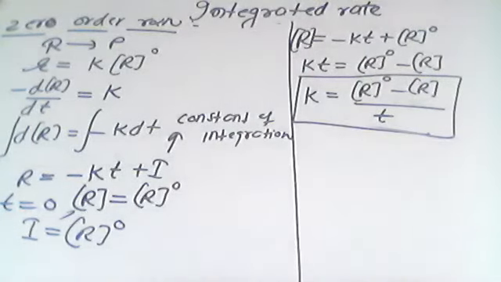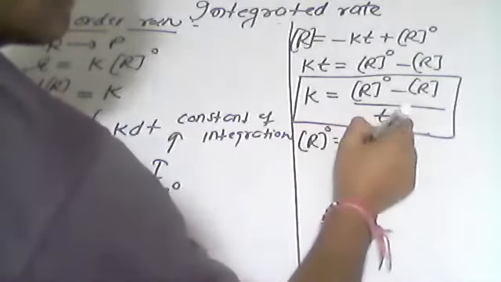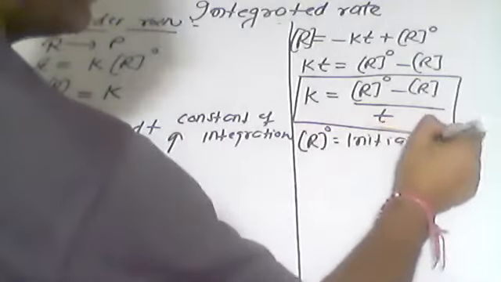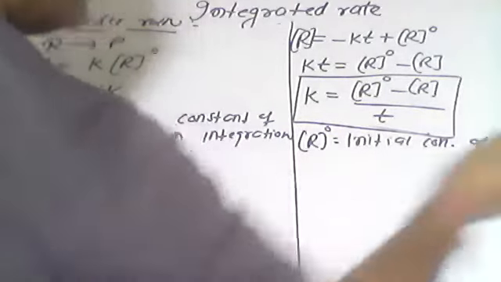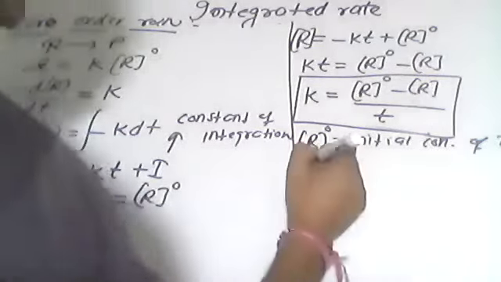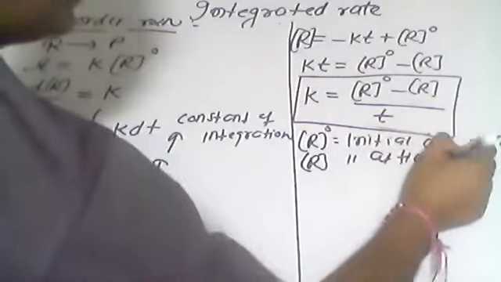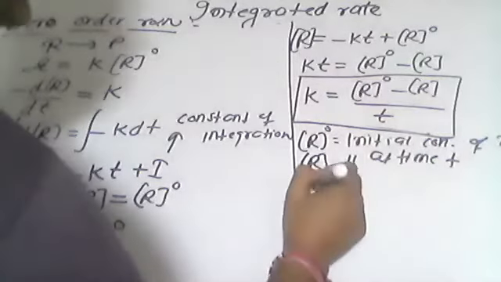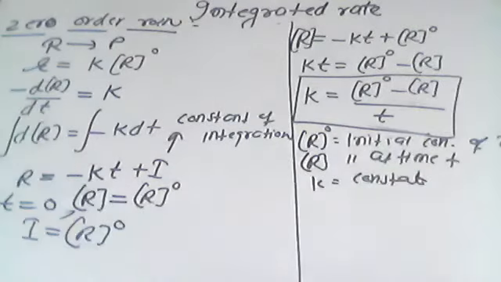K is equal to R naught minus R by T. What is R naught here? R naught is the initial concentration of the reactant. R is the final concentration, the concentration at time t, and K is the rate constant. So this is the first way.